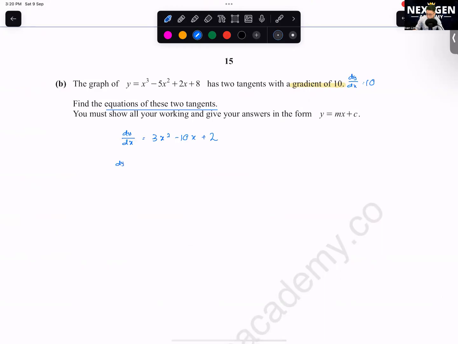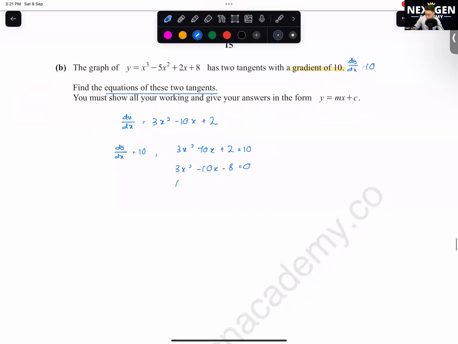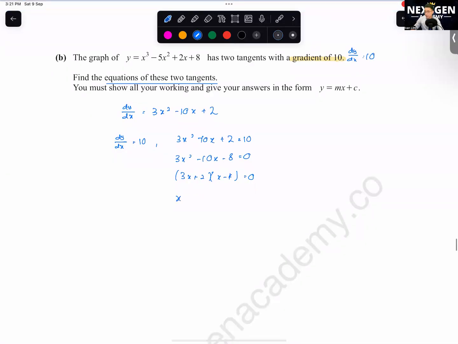When my dy over dx equals to 10, substitute in: 3x squared minus 10x plus 2 is equal to 10. Go and solve for this one. 3x squared minus 10x minus 8 equals to 0. Factorize this: 3x plus 2, x minus 4 equals to 0. So here I got x equals to -2 over 3 and x equals to 4. That means I got 2 tangents with gradient 10, so maybe it might be like that. This is my tangent, this is my other tangent.